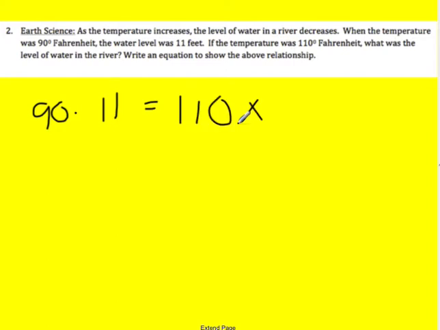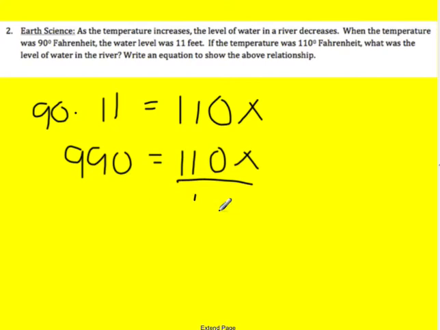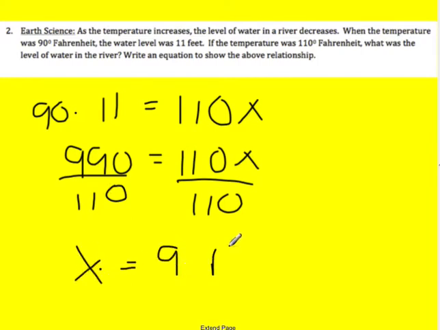So 90 times 11 is 990. And that's equal to 110x. So now we need to solve that for x. So I'm going to go ahead and divide both sides by 110. And when I divide both sides by 110, I end up getting that x is equal to 9. Now we already know the temperature, so what this represents is the feet. So it's 9 feet for number 2.